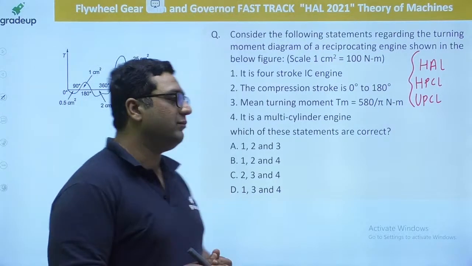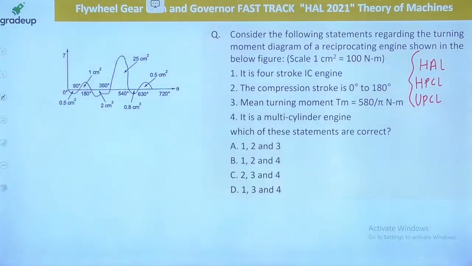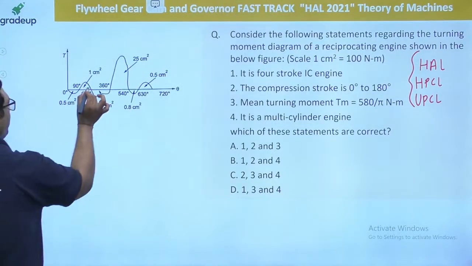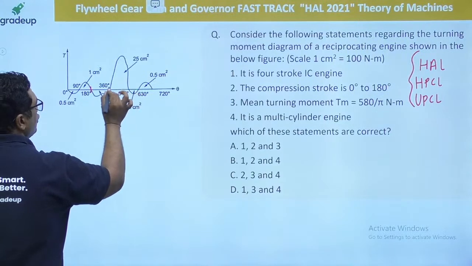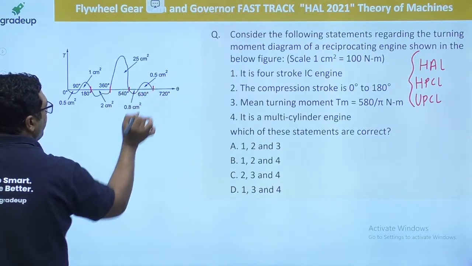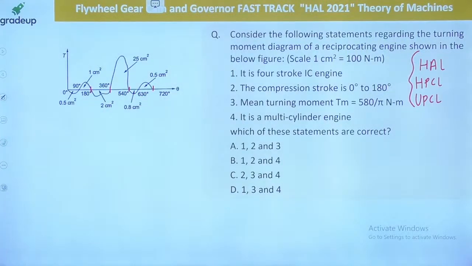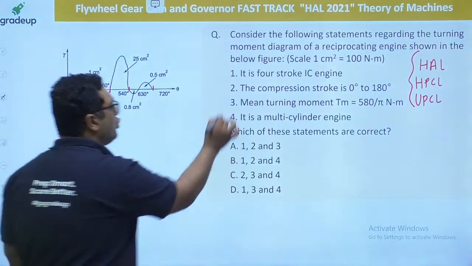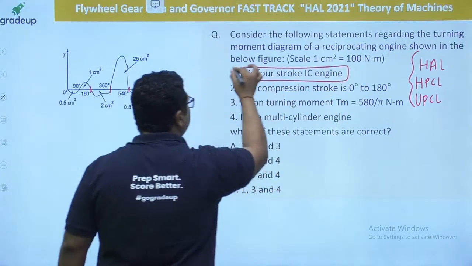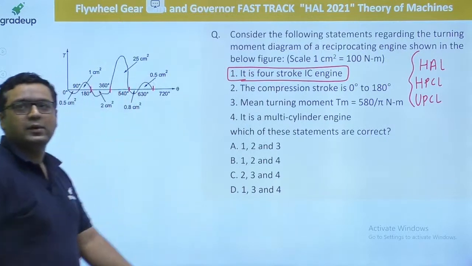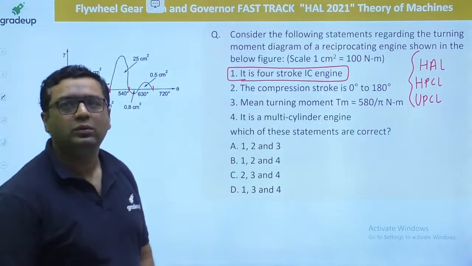What about this one? First of all, this diagram is given. You must see this is pi, this is 2 pi, 3 pi and 4 pi. So first of all, yes, it is the diagram for a 4-stroke IC engine for sure. It is correct. I am just trying to help you.